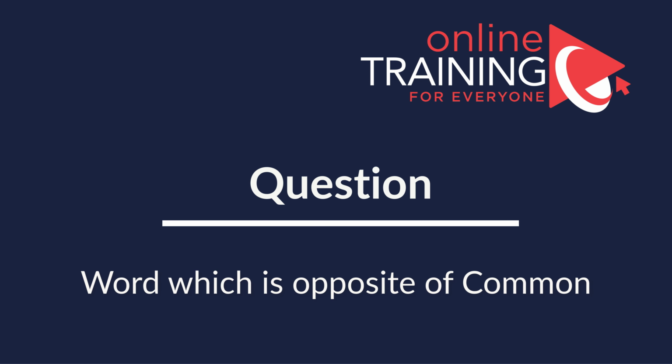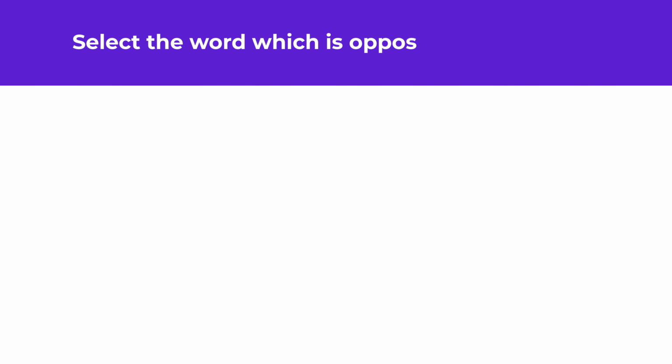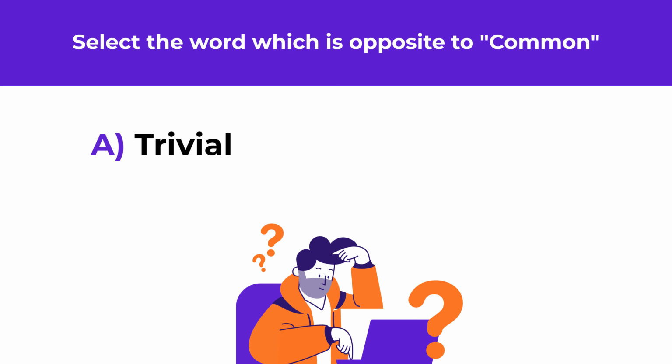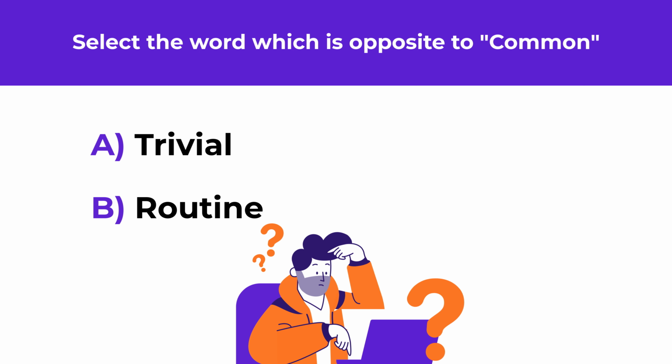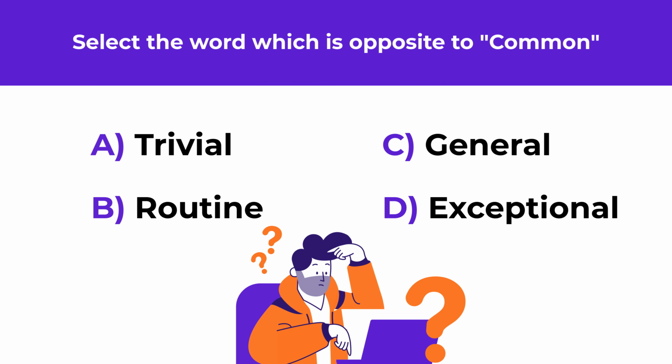Here's the interesting question where you need to select the word which is opposite of the word common. You have 4 different choices. Choice A, trivial. Choice B, routine. Choice C, general. And choice D, exceptional. Do you see the solution?